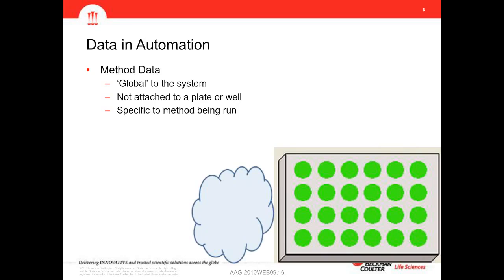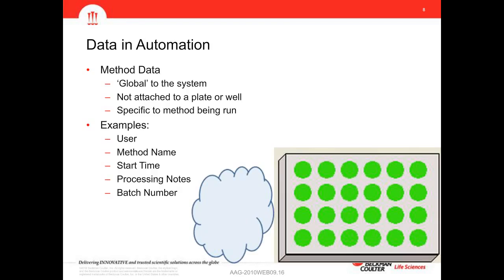So I'll walk through a hierarchy of 3 different levels. First of all, at the highest level, we have method data. This is something that's global to the run or to the assay that's being performed. It's not specific or varying from one plate to the next or from well to well, but it is specific to what's happening on this day with this particular assay.